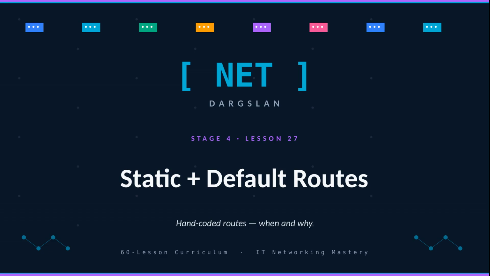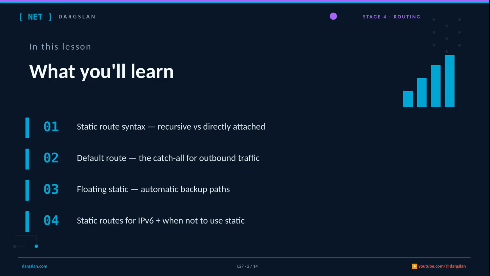This is Stage 4, Lesson 27, and we're stepping into the world of static and default routes. These are the hand-coded routes you write yourself, line by line, telling the router exactly where to send traffic. Over the next few slides, we'll unpack when this approach is the right tool for the job, and just as importantly, when it isn't. Here's the path we'll take together.